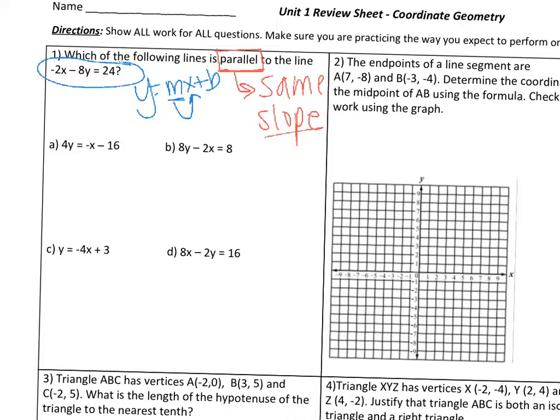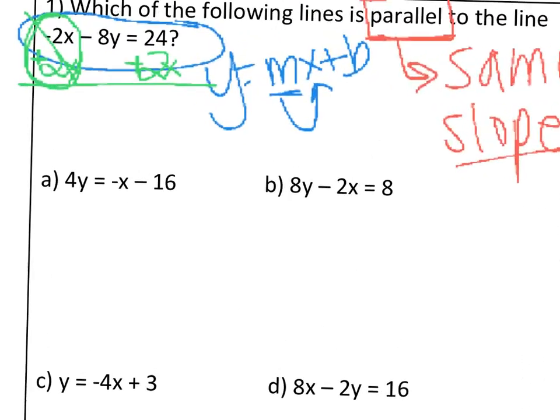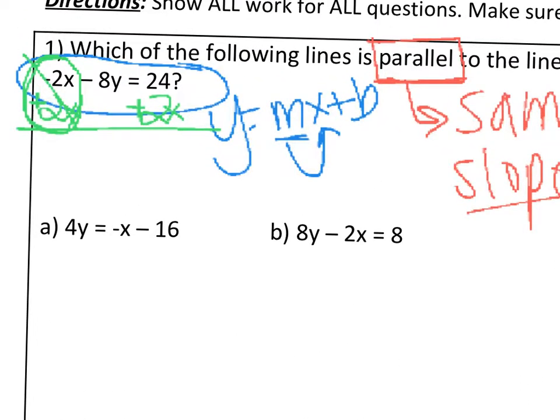So for this example, the first thing we have to do to get it in y equals mx plus b form, or solve for y, is to move the x term that's on the left side, this negative 2x, to the other side. The way we move the x term is by using its additive inverse, so that's same number, different sign, which means that these cancel out. On the left, what we're left with is just negative 8y, and on the right, we have 24 plus 2x.